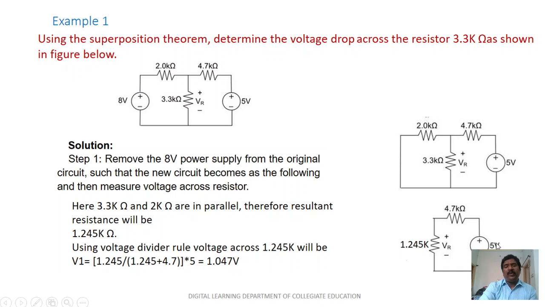Looking back at the circuit, when you remember your voltage divider rule, we can apply it. What is the voltage divider rule? It says that the total voltage into the value of that resistance, divided by the sum of the resistances. Similarly, applying it to this circuit, the total voltage is 5 and the particular value is 1.245 kilo ohms, and the sum of the resistances is 1.245 plus 4.7 kilo, which gives the value 1.047.